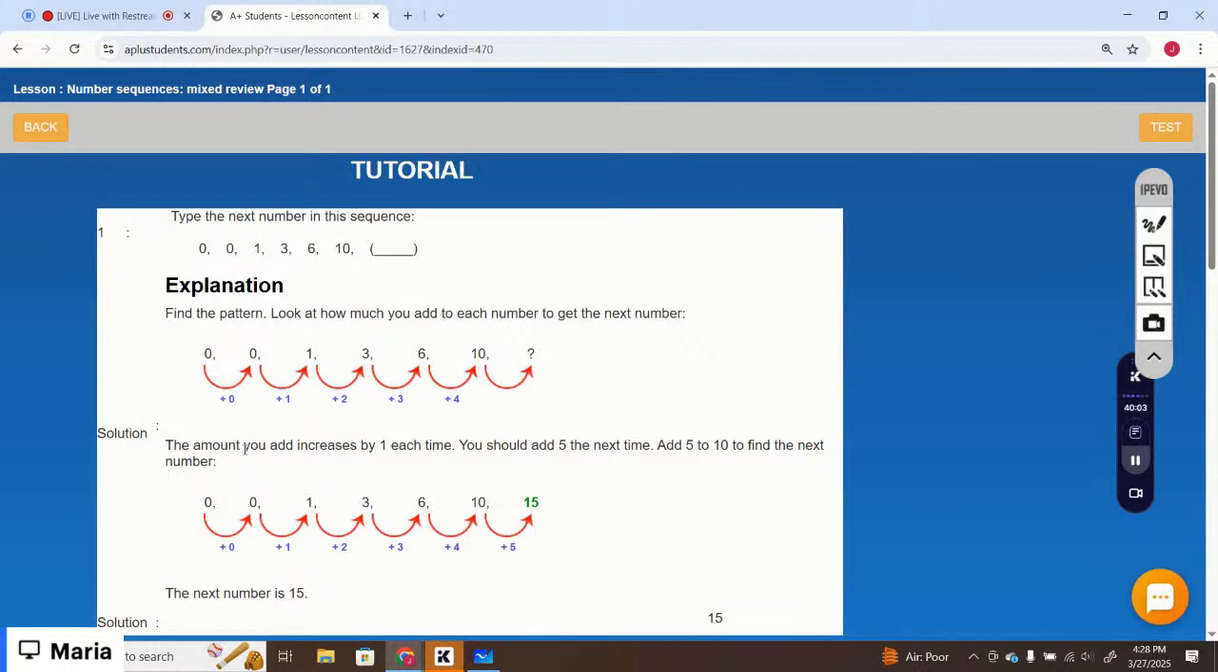Type the next number in the sequence 0, 0, 1, 3, 6, and 10. Now you have to find the next number. You need to see how the numbers are going.